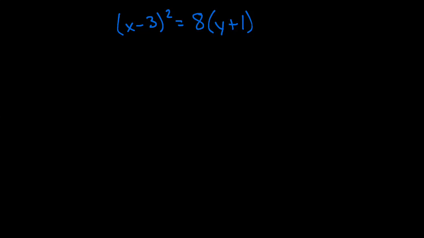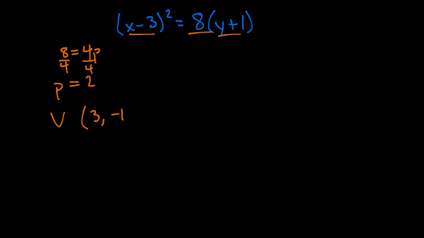So if 8 is 4P, right? 8 is the 4P there. All we have to do is take whatever value is here, divide it by 4, and that gets us P. So in this specific case, P is 2. So the distance from our vertex up to our focus and down to our directrix is 2. We have x minus 3 and y plus 1. So our graph is shifted right 3 and down 1. So our vertex is at 3, negative 1.